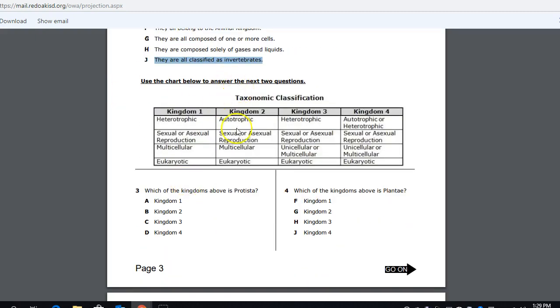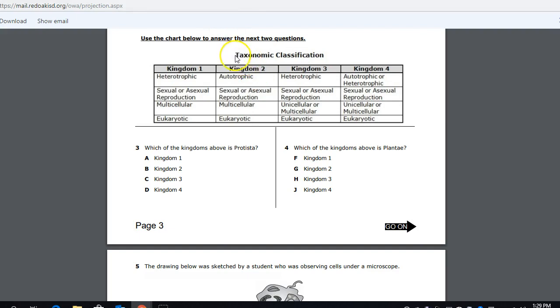Use this chart below to answer the next two questions. This is taxonomic classification. Kingdom 1. I haven't asked a question yet, I'm just describing. Kingdom 1 are heterotrophs. They produce sexually or asexually. They are multicellular and they are eukaryotic.